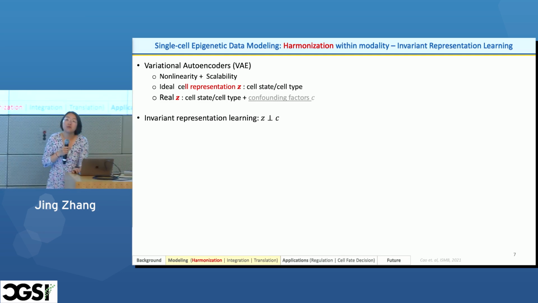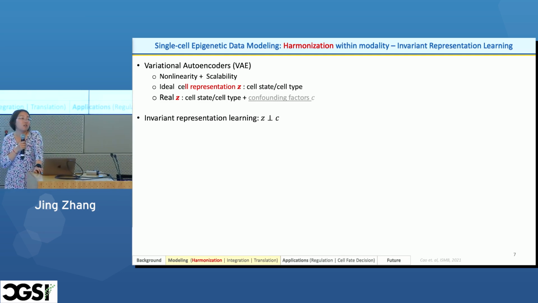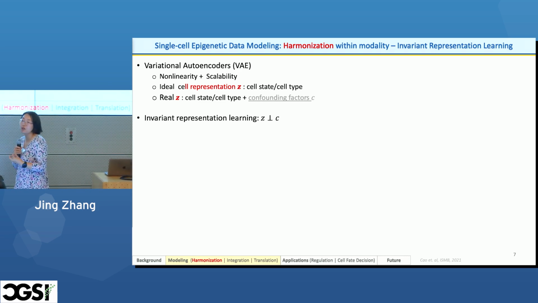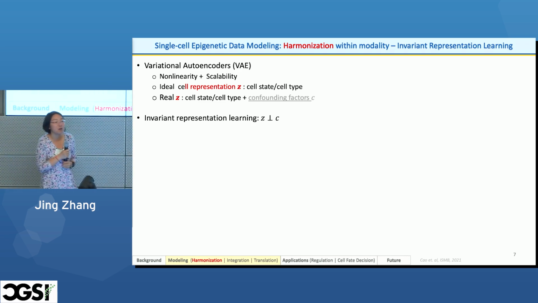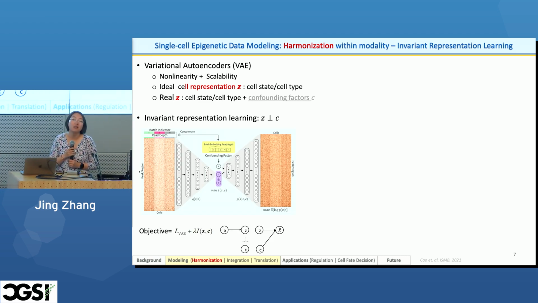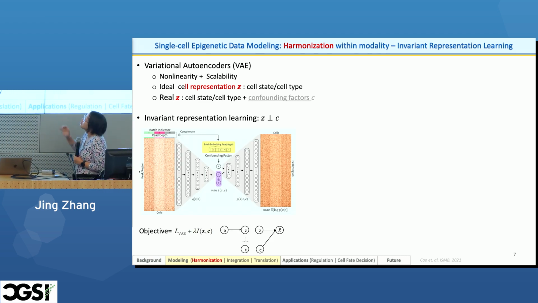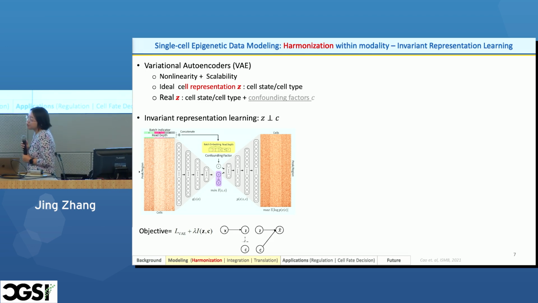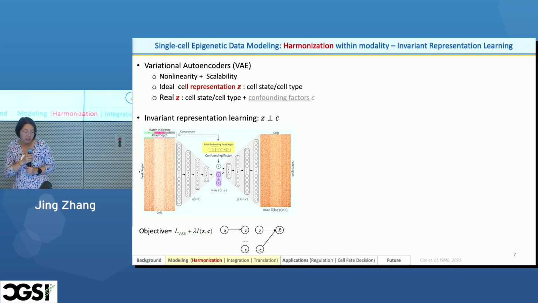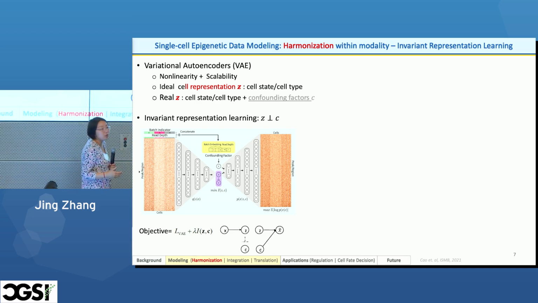Of course, we can use GAN, but it's difficult to train. And many experimental labs told us they really don't like GAN, because of the training difficulties. And then what other options do we have? So what we did is we introduced the invariant representation learning technology in AI to this field.